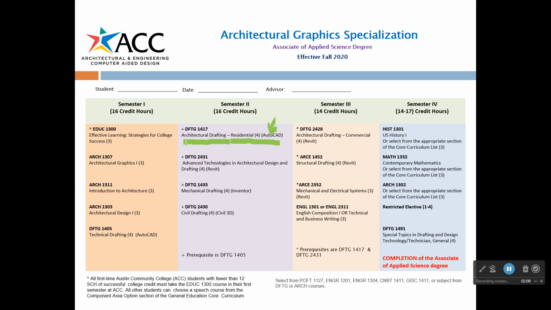That would be a good course for almost anyone, because it's required in a lot of our degree plans. The degree plan I'm showing you right now is the Architectural Graphics AAS degree. If you want to go to work as an architectural CAD technician, this would be the degree that you would seek. I'll talk about the certificate that goes along with this in just a second.